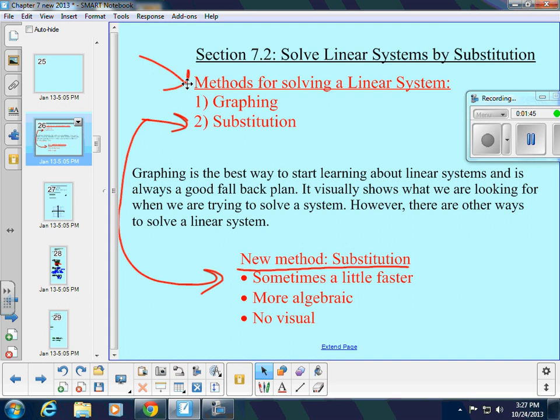Now we're moving variables around. I'm plugging numbers in for variables. I'm manipulating an equation. So there's more algebra going on rather than the visual, more geometric graphing. And again, there is no visual, so you don't get that picture like you do when you graph. But since we started off with graphing, at least students can still think of what's really going on when we're finding the solution using substitution.